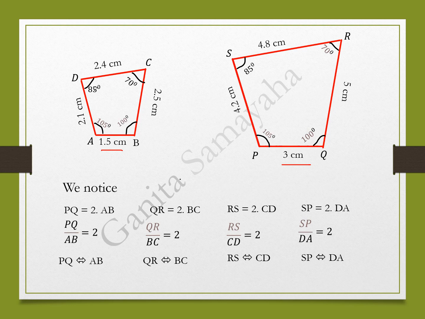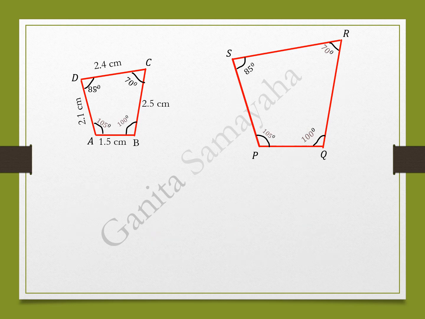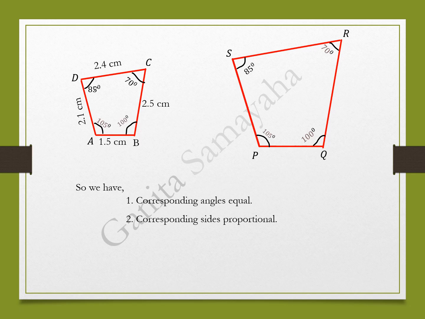So this is how we have understood how to identify the corresponding angles and sides when their measurements are given. Okay. So this says that the two conditions are satisfied. The first condition is all the angles are equal, that is, the corresponding angles are equal, and the corresponding sides are proportional.